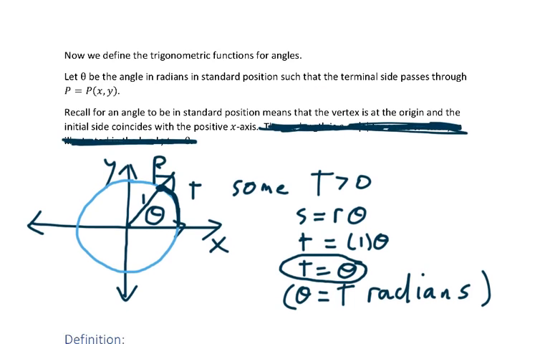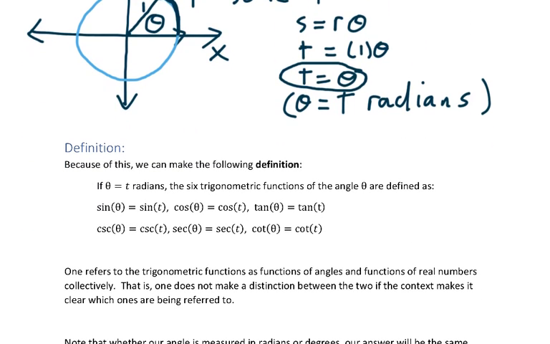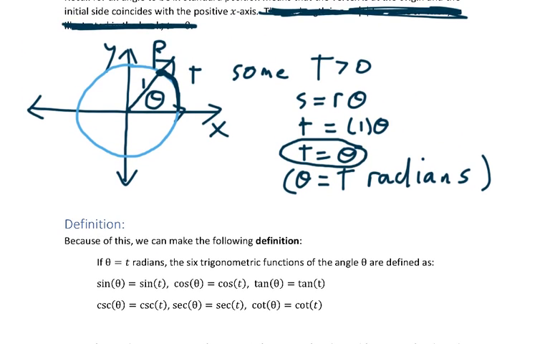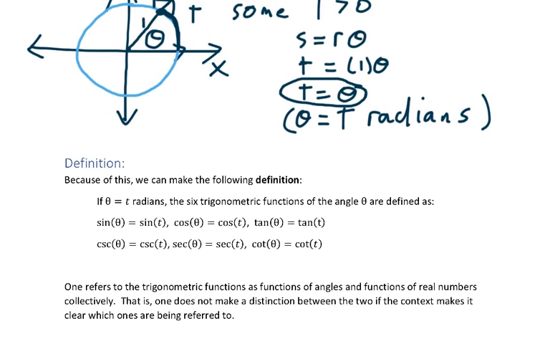But because theta is going to equal T radians, this is why we make this definition. If you have an arbitrary angle theta in radians, it's going to be T radians for some T. This is how we define, down here, the trig functions. So sine of theta is equal to sine of T, cosine of theta is cosine of T, and so on. This here is the definition.